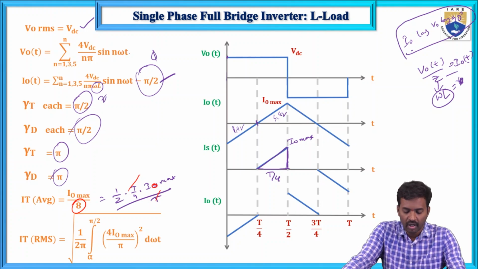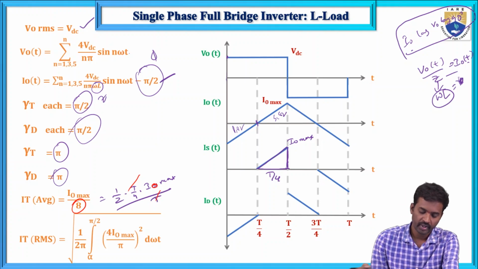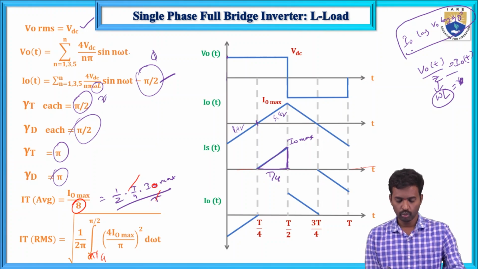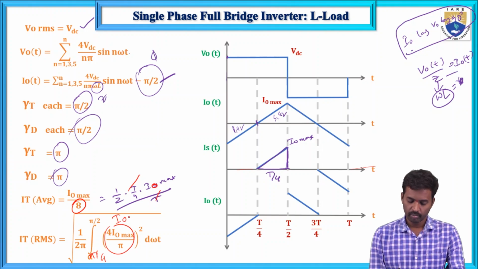And next, how we will calculate the IT RMS value. IT RMS value equals the square root of 1 by the total time period 2 pi, and next it is conducting from pi by 4 to pi by 2, of 4 into I0 maximum by pi the whole square into d theta. This is I0 of t, so that I will explain.